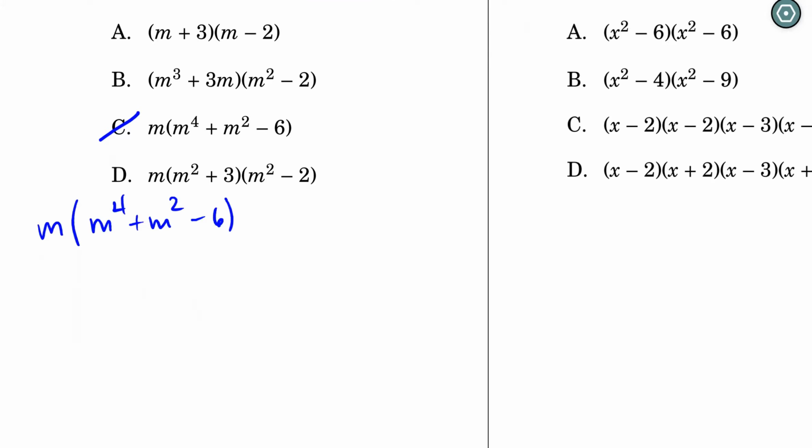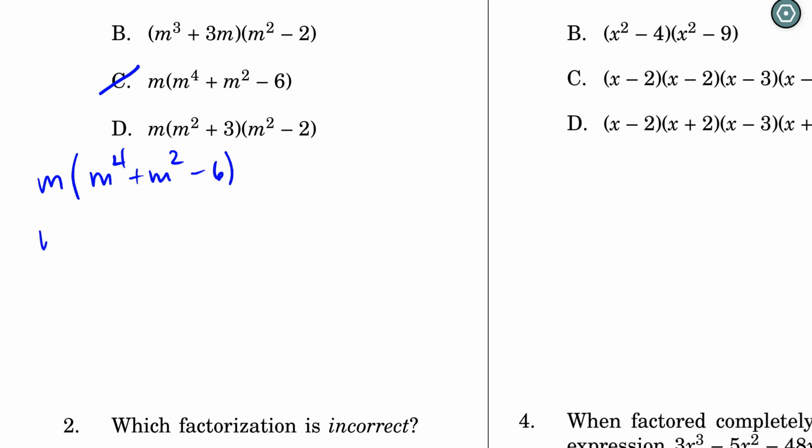So if I go through and factor more, well, I'm saying what multiplies by itself to make m to the fourth? Well, that's m squared. And then what multiplies to make negative 6 but adds to make positive 1? Remember, there is a 1 there even though we don't write it. So that would be positive 3 and minus 2. So your answer is D.